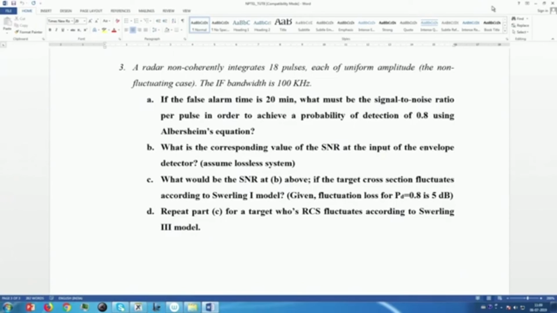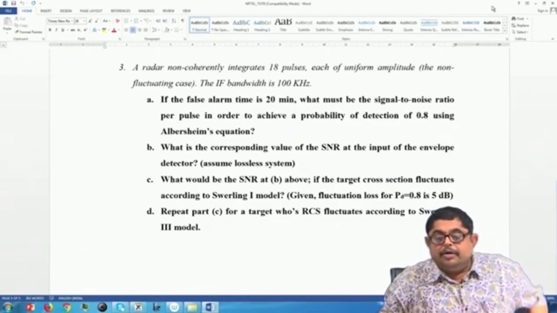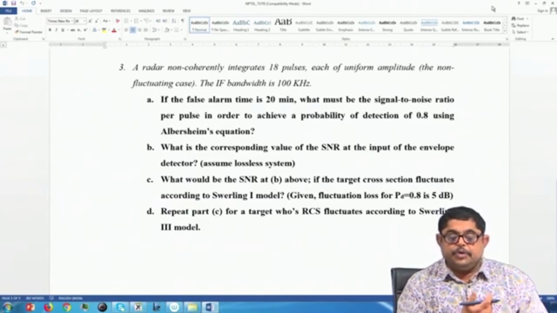So, false alarm time given means PFA given, and probability of detection PD given, from Albersheim's equation. Part B, what is the corresponding value of the SNR at the input of the envelope detector? Assume lossless system. Now you are considering the integration of pulses, so you will have to tell how the SNR will be.